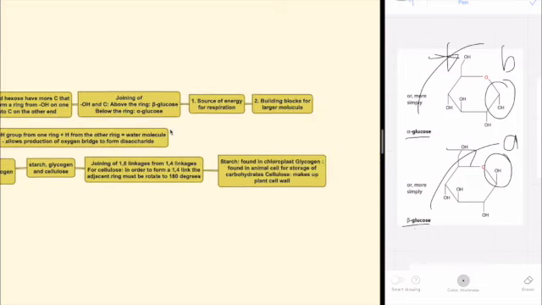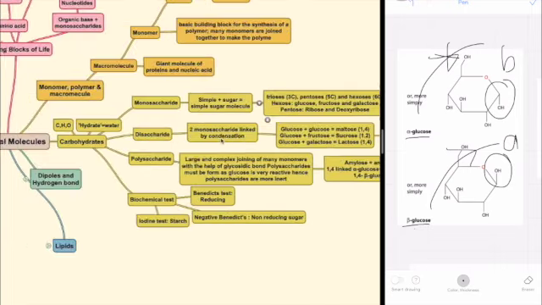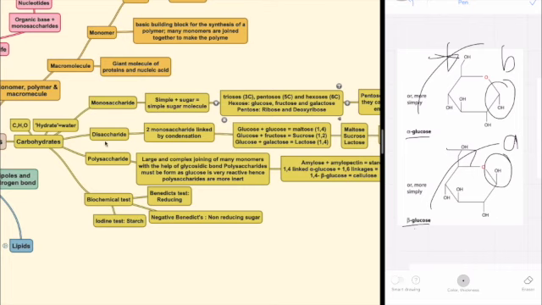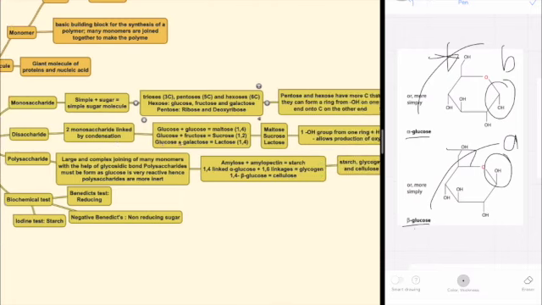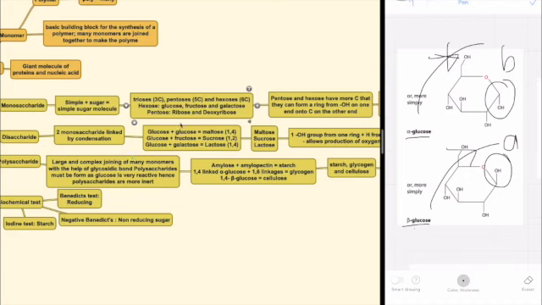Next is the function of monosaccharides. The function of monosaccharides is that they are a source of energy for respiration and a building block for larger molecules. Next, we will look into disaccharides. A disaccharide is the joining of two monosaccharides that are linked by condensation. This is very important.